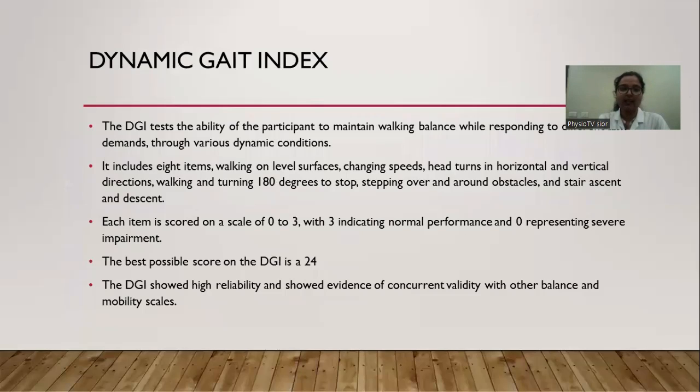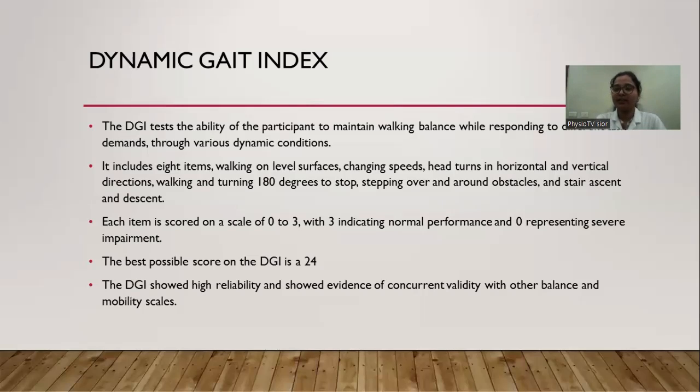Moving on to the next scale. This is the Dynamic Gait Index. The Dynamic Gait Index tests the ability of the participant to maintain walking balance while responding to various demands through various dynamic conditions. It includes 8 items: walking on level surfaces, changing speed, head turns in horizontal and vertical direction, walking and turning 180 degrees to stop, stepping over and around obstacles, and stair ascend and descend. So the patient is exposed to various environmental conditions, and is assessed by the examiner for the same.